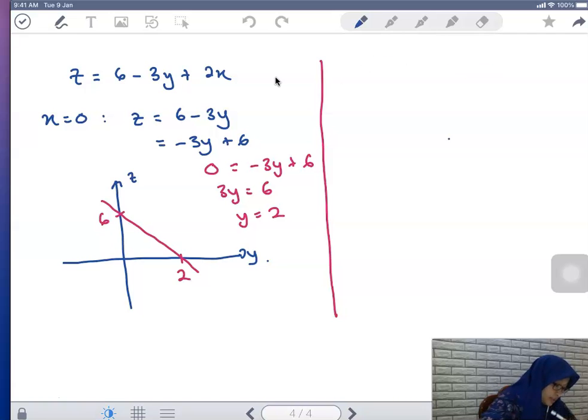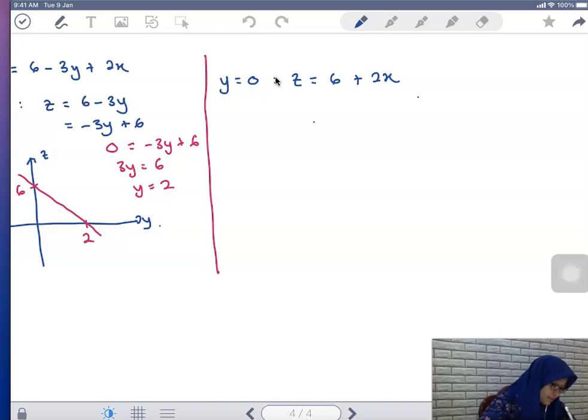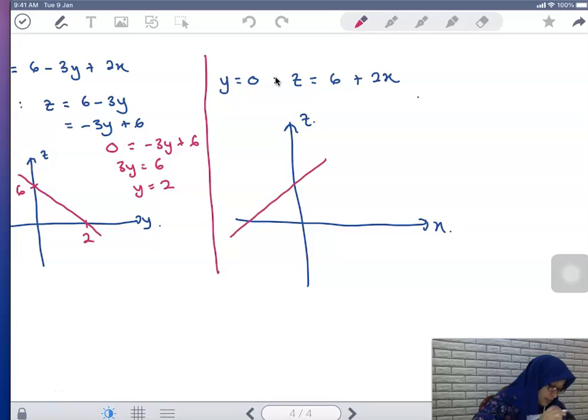For the next one, let's put y equal to 0. The equation becomes z equal to 6 plus 2x. In this case, we have a line lying on the zx plane with a positive slope, and at z we get 6. When z equal to 0, the value of x becomes minus 3.